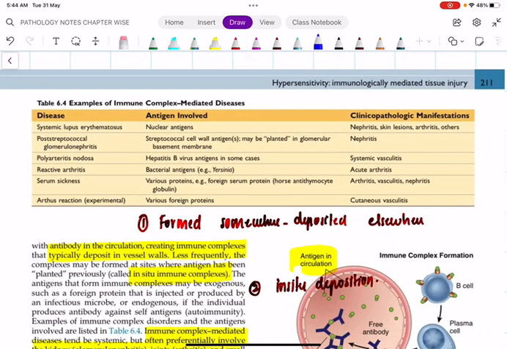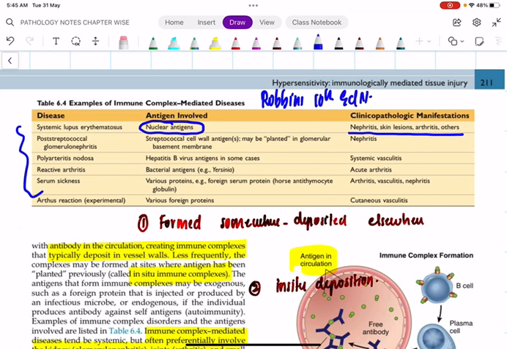Some other examples. This is the latest update in Robbins 10th edition. Number one is systemic lupus erythematosus, a condition which we will be seeing in detail. Remember the antigens involved in systemic lupus erythematosus? Here, antibodies are produced against nuclear antigens, the antigens present in the nucleus. We have histone antigens, chromosomal antigens, non-histone antigens, everything we will see. And here the complex will be finally deposited, causing nephritis, skin lesions, and arthritis.